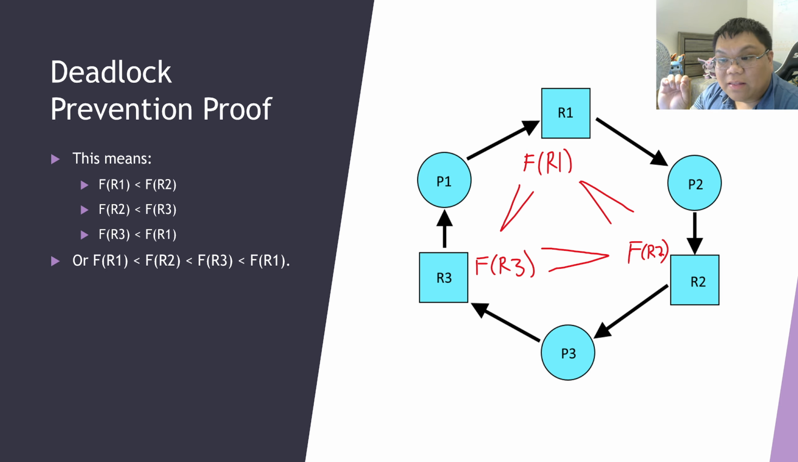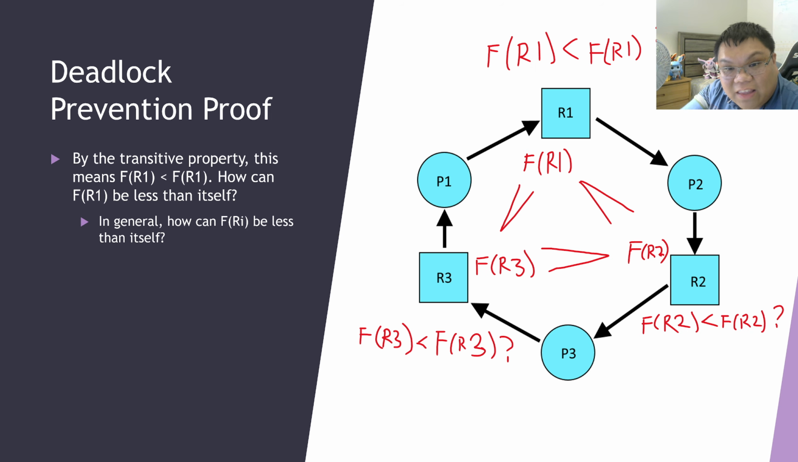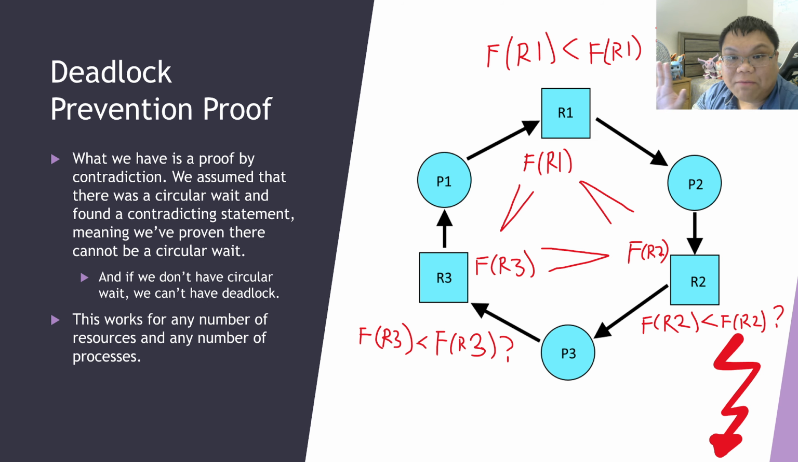What this means is the ID of R1 should be less than the ID of R2. The ID of R2 should be less than the ID of R3, and the ID of R3 should be less than the ID of R1. But by the transitive property, if the first ID is less than the second ID, and the second ID is less than the third ID, and the third ID is less than the first ID, that means the first ID should be less than the first ID, and the second ID should be less than the second ID, and the third ID should be less than the third ID. So how can an ID be less than itself? It can't. What we have here is a proof by contradiction.